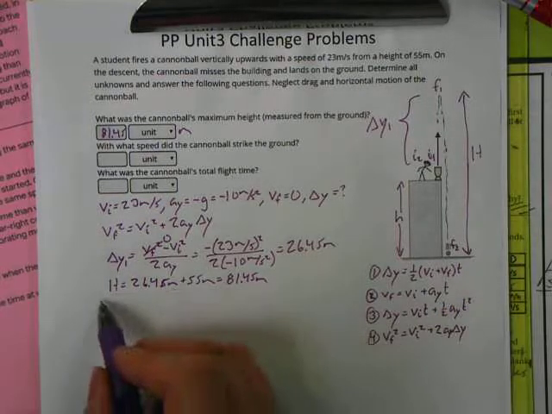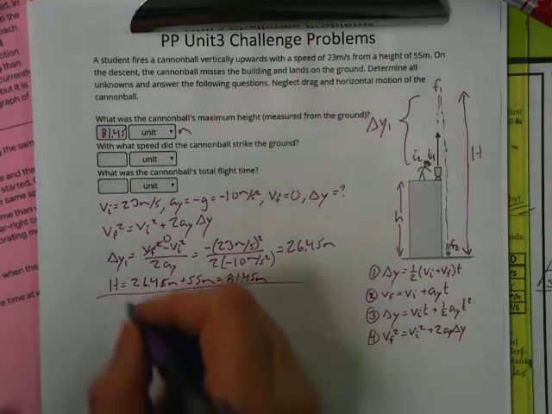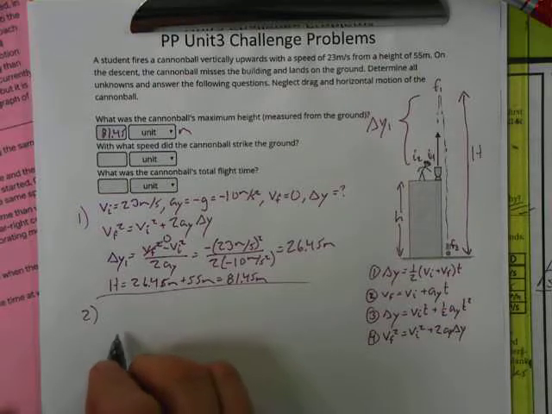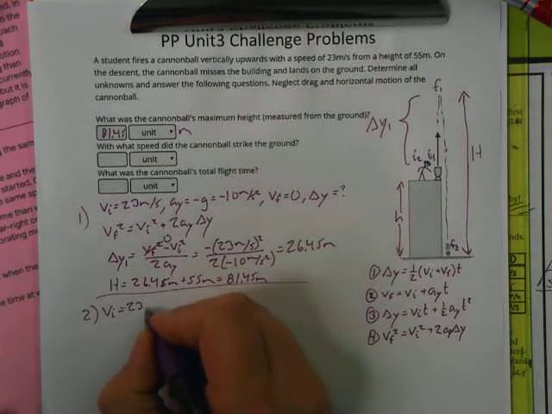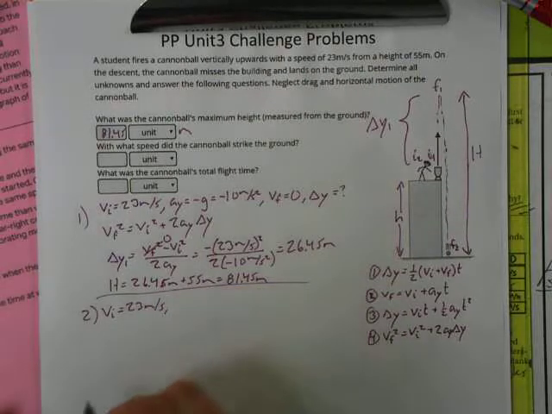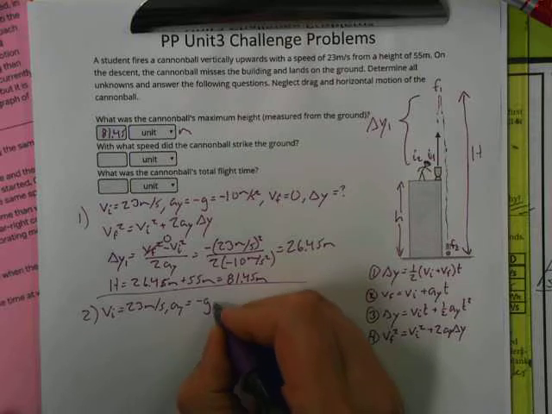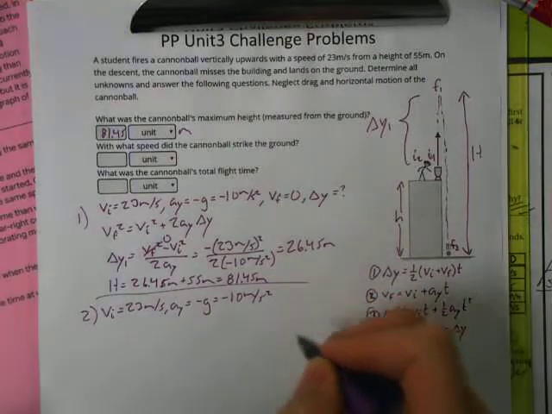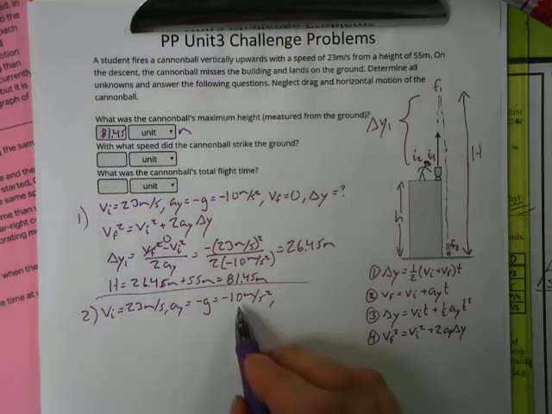Alright, so now with part 2. Okay, so this was all part 1. This is all part 2. My initial velocity is still 23 meters per second. My acceleration in the y direction is still negative g, or negative 10 meters per second squared, which is what positive physics is set to use. Remember, you can get away with 10 on the AP exam.